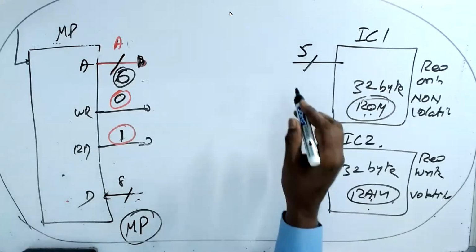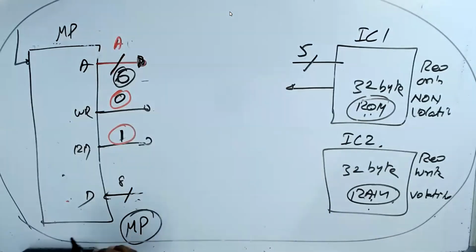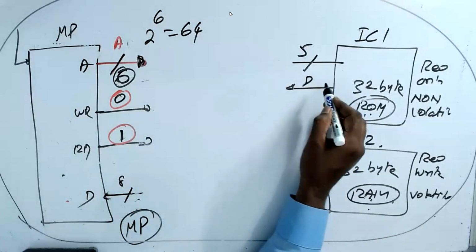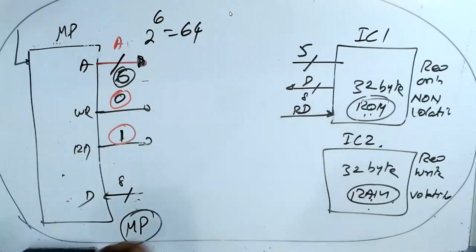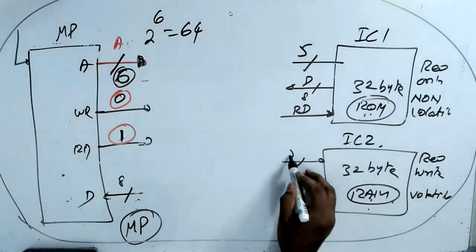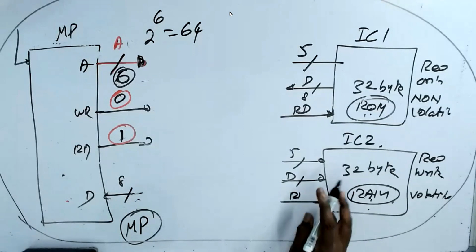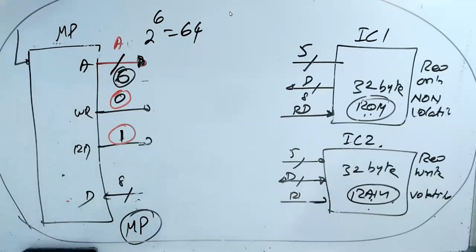Yeah, tell me. Sir, 2 power 6, 64 bit. No, you are not audible. You can type the message in the chat also. Now audible. 64 bytes for the microprocessor, which you wrote over here, addressed as 6, so 2 power 6, 64 bytes. And for ROM you have written 32 bytes, and for RAM you have written 32 bytes.